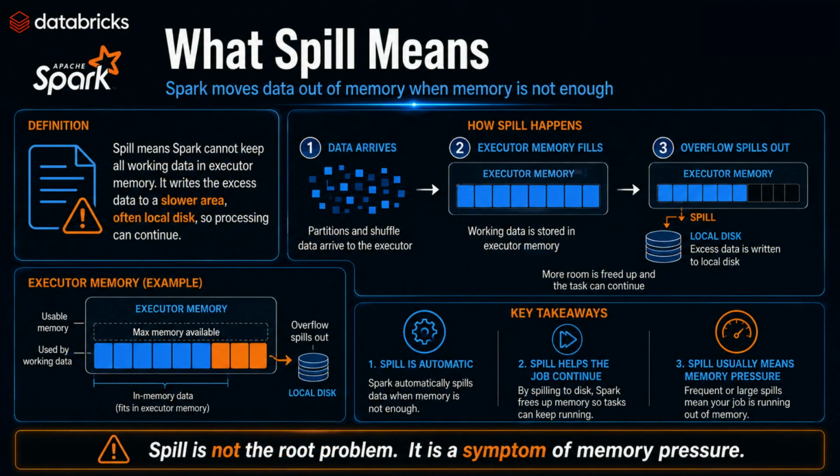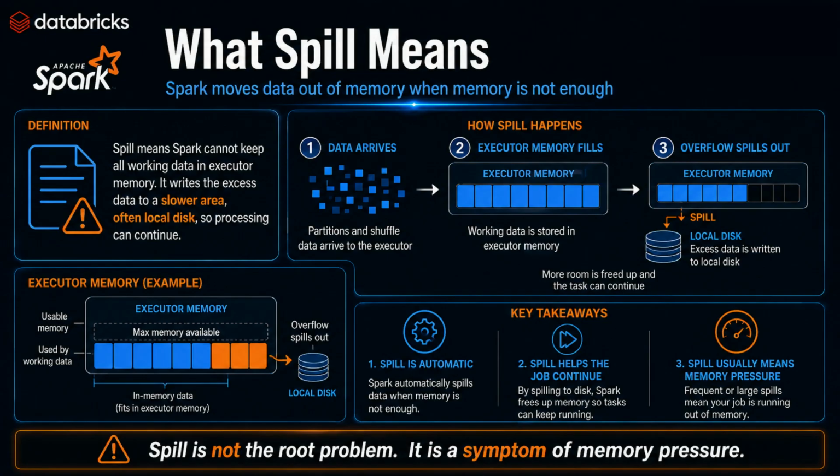Spill means Spark cannot keep all working data in executor memory. When data arrives, Spark tries to use executor memory to process partitions, shuffle blocks, joins, aggregations, and intermediate results. But if memory fills up, Spark needs to free space so the task can continue. To do that, Spark writes part of the excess data to a slower area, usually local disk. This is automatic, and it helps prevent the job from failing immediately.